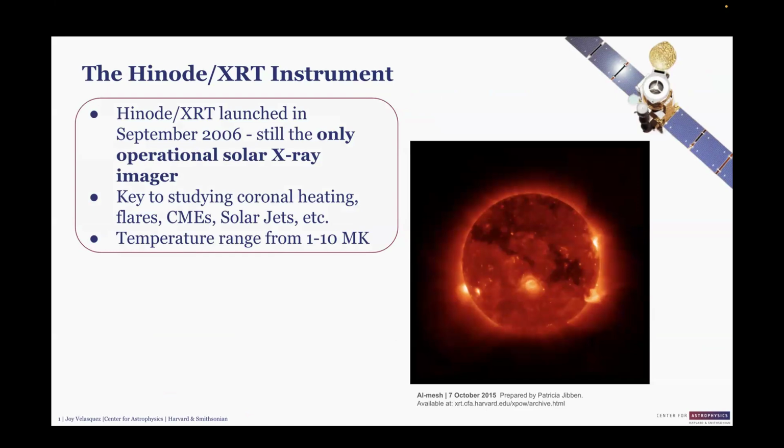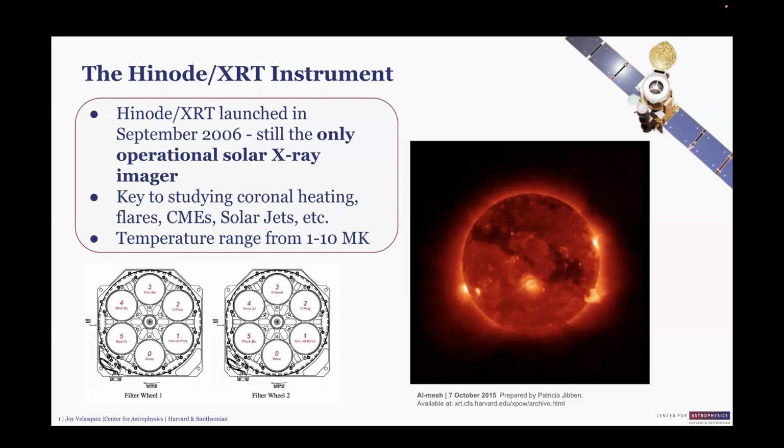If you look at the image on your right, this is a full disk image taken by XRT in the AO mesh filter. As you can see, hot coronal plasma while also seeing cool regions on the surface of the disk. And if you look at the top right, that is an illustration of the Hinode spacecraft, and that black linear tube at the bottom is the XRT instrument. XRT has a unique filter wheel combination, one in front of another, and through this you can arrange different filters to give you different temperature ranges of observations, which gives you unique thermal coverage of the corona.